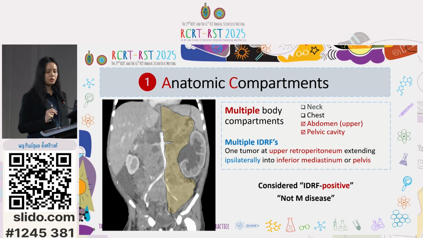This abdominal CT of another neuroblastoma patient shows a large retroperitoneal tumor that extends from the upper abdomen into the pelvis. Because it crosses compartments, this is considered IDRF positive, not M disease, indicating a higher risk for surgery.